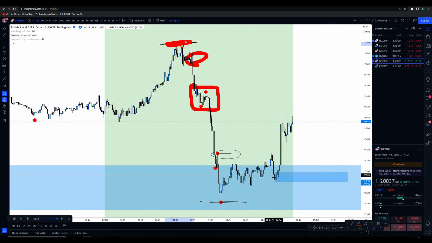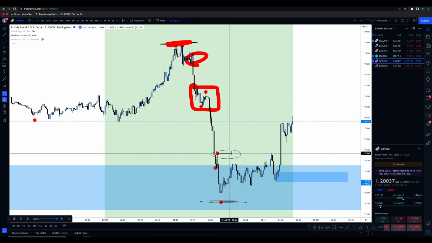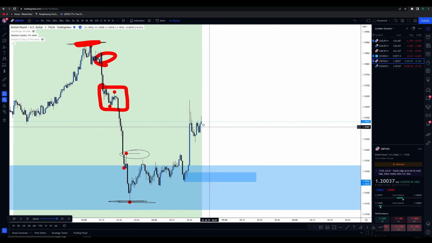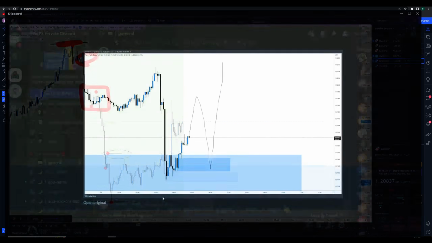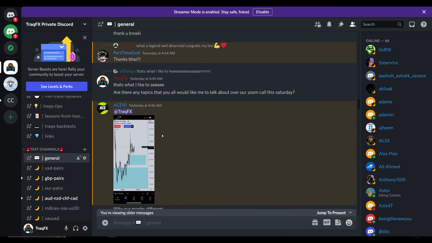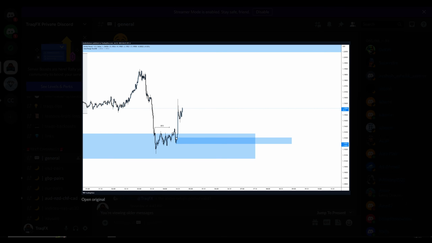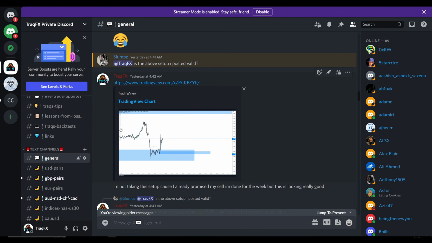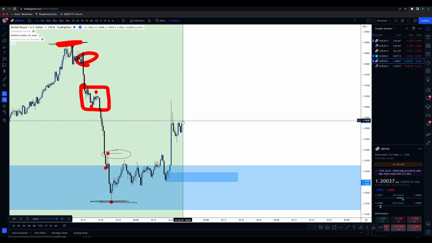So now that we've seen that the price has broken structure right over here, what I did from here is I labeled my institutional candle. Let's go back to the Discord. Right over here, we can see that we perfectly mapped out this OB. I sent this out to the group chat at 4:42 a.m. You could see right over here, same exact timing.